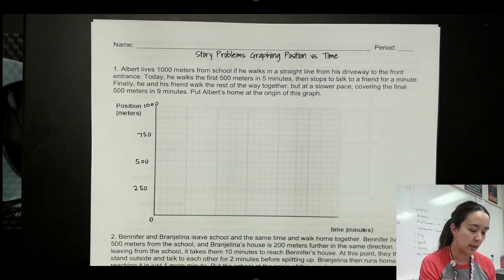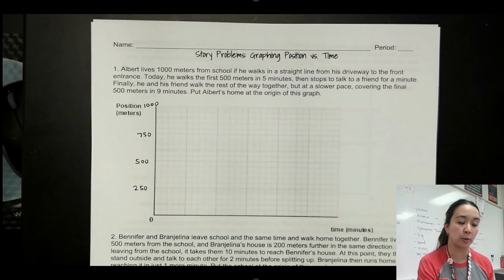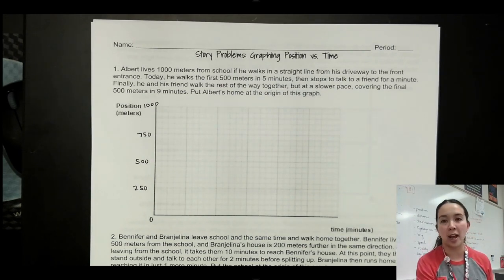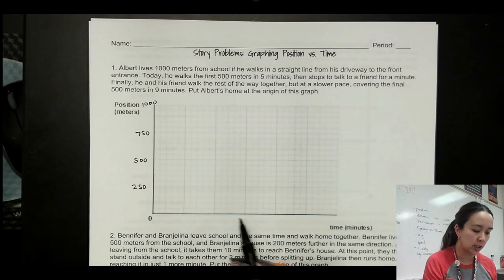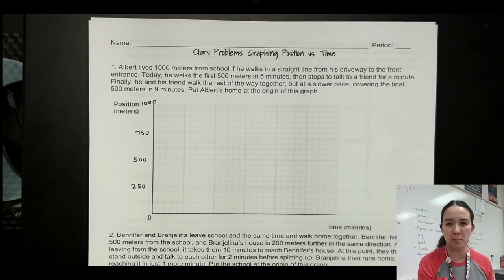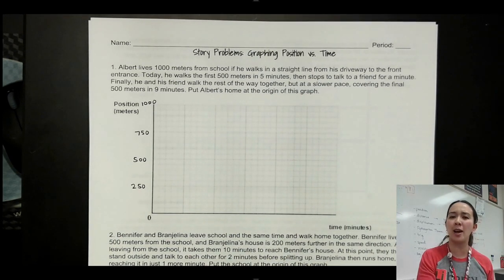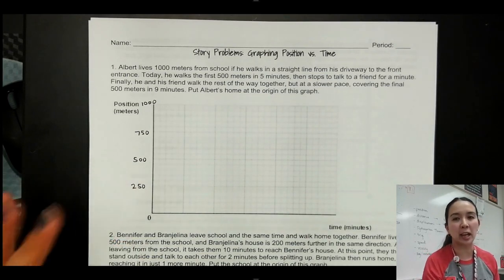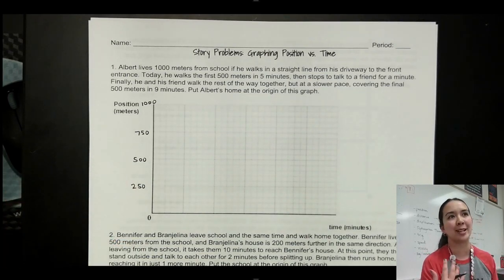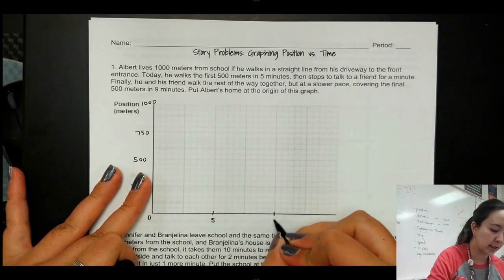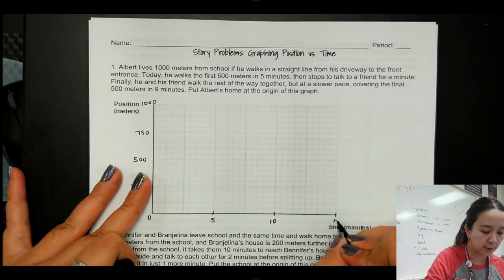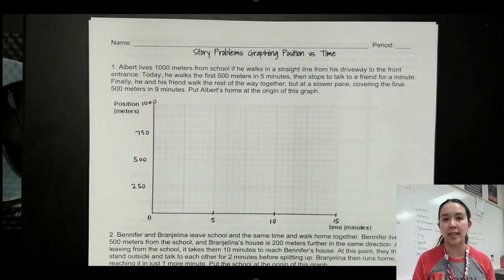For time, reading the problem, he's going to walk for 5 minutes. He stops to talk to a friend for a minute, so that's 6 minutes. And then he's going to travel for 9 more minutes, so that's 15 minutes total. Okay, so 1, 2, 3, 4, 5, 6. I have 6 big boxes and 15 minutes to allot. So instead of thinking about 6 boxes, why don't I think of it as like 3 jumbo boxes? So I can do 5, 10, and 15 here for my scaling.